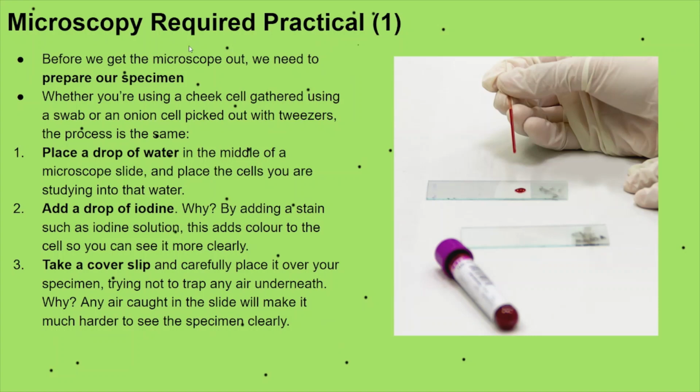So starting off with preparing our specimen, you're going to take a microscope slide and you're going to place a drop of water in the middle of it, and you're going to place the cells that you're studying into that water. And then you're going to add a drop of iodine, and this acts as a stain which allows you to see the cell more clearly. Always remember that you could be asked why you do any stage of the required practical, so remember you understand why we're adding iodine, and why we're not trying to trap any air underneath the cover slip for our next stage, which is to take the cover slip, because that will make the specimen much harder to see.